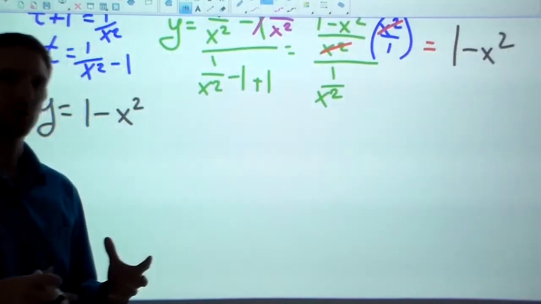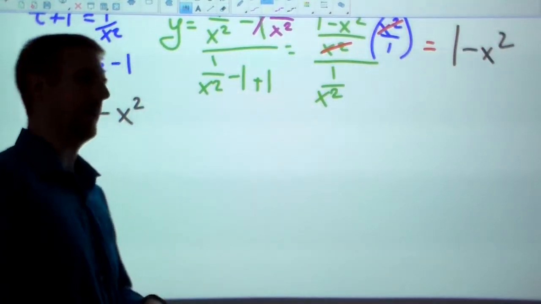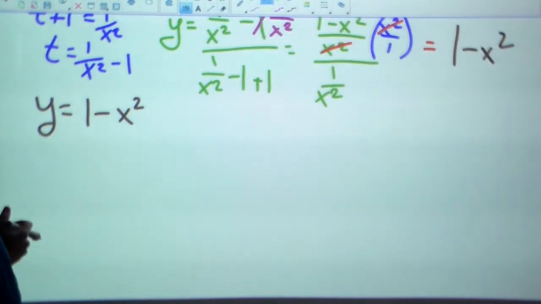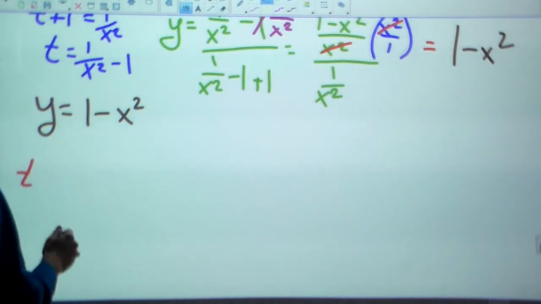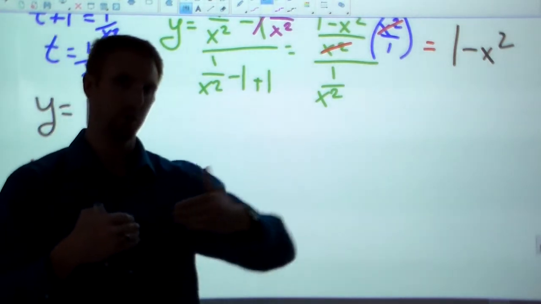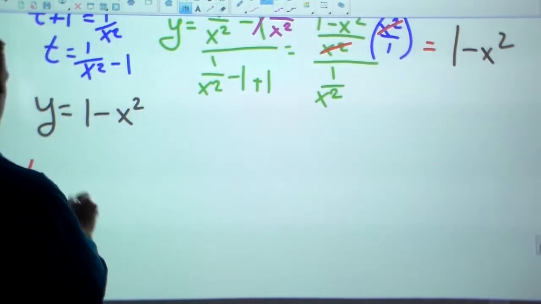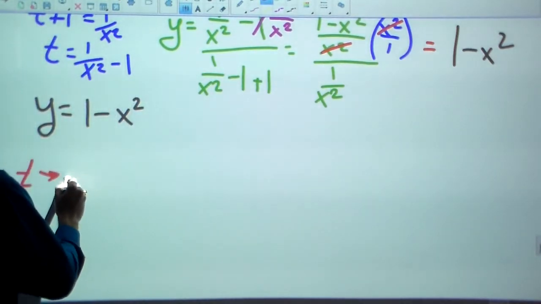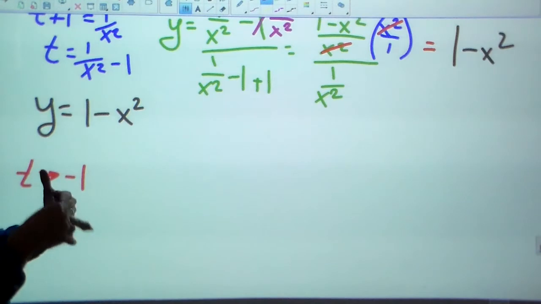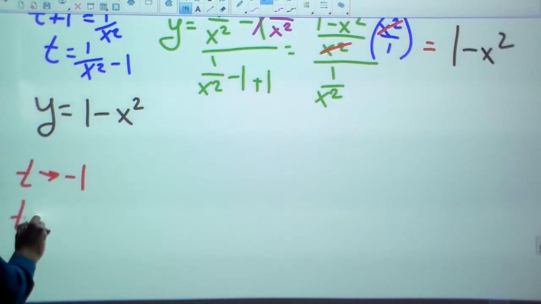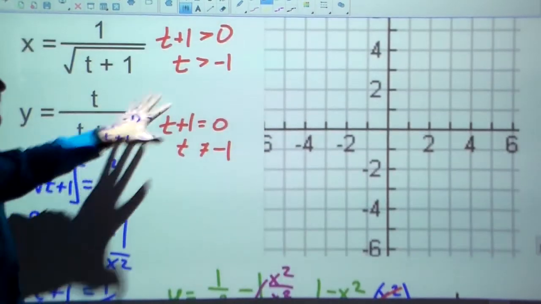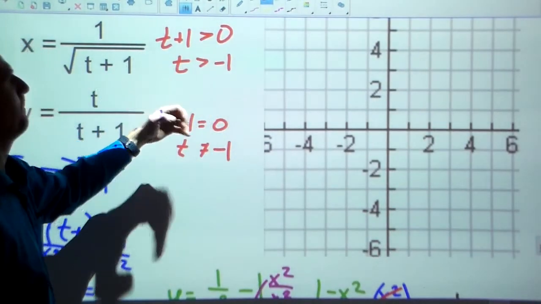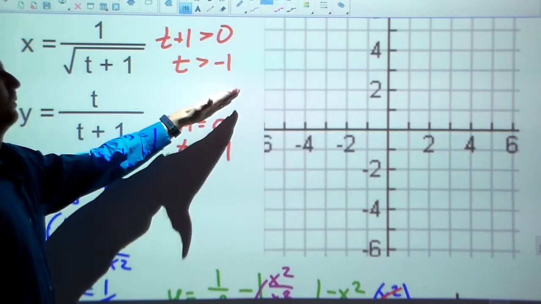We've got a domain restriction for t, but let's try to translate that into our function for x. So t must be greater than negative 1. All right, so that means that t can be from negative 1 to infinity. So let's look at both ends. Let's see what happens when t approaches negative 1. Let's see what happens when t approaches infinity. So one more time, this is my domain. In terms of time, time has to be bigger than negative 1.